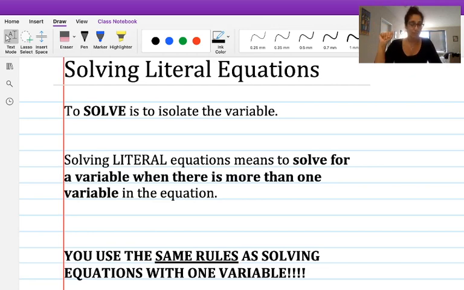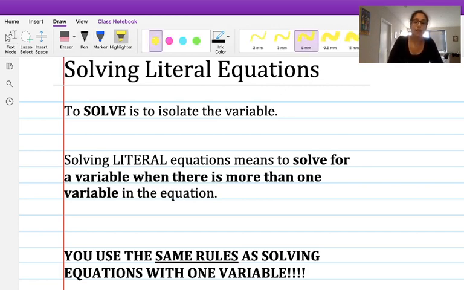A lot of people have trouble with this because it has more than one variable. There is more than one variable in the equation when we are doing literal equations. That's when we say literal equations, it means there is more than one variable in it. It is a little bit more complicated. So, to solve means to isolate the variable. That's all that means. Just remember that when we say solve, it literally means, and I mean literally, means to isolate the variable.